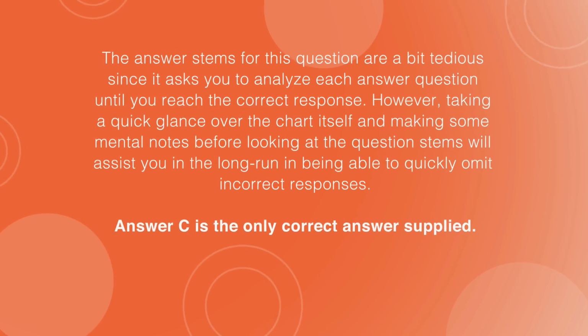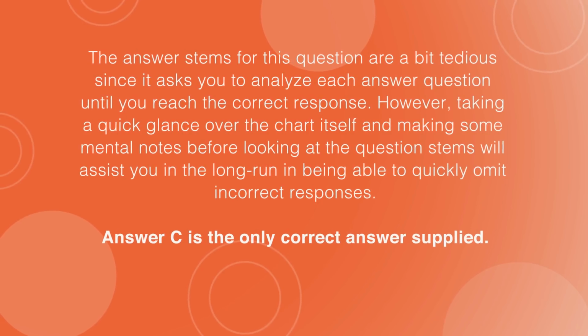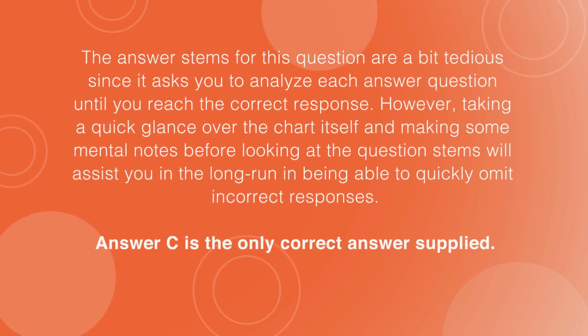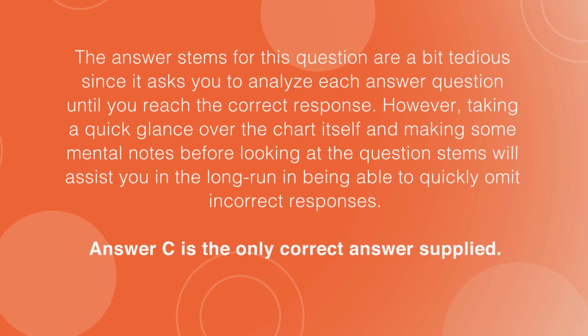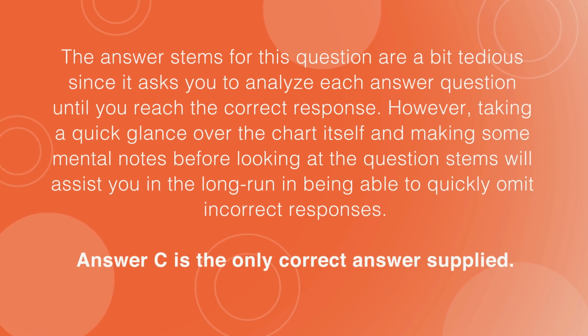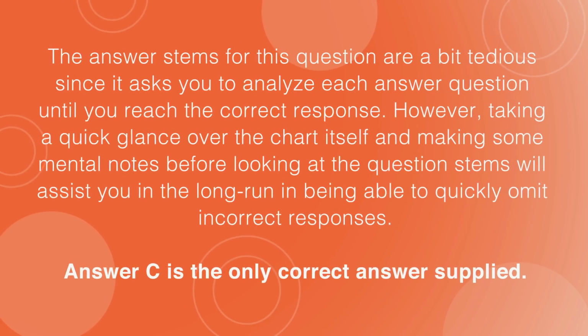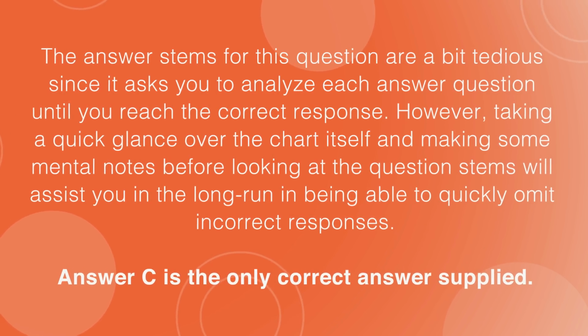To answer this question correctly, you have to know how to read a graph. The answer stems for this question are a bit tedious since it asks you to analyze each answer choice until you reach the correct response. However, taking a quick glance over the chart itself and making some mental notes before looking at the question stems will assist you in the long run in being able to quickly omit incorrect responses. Answer C is the only correct answer supplied.